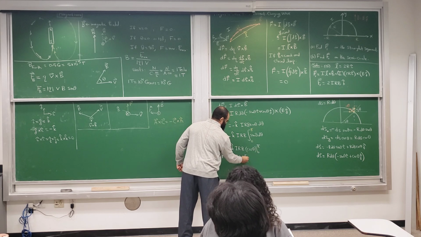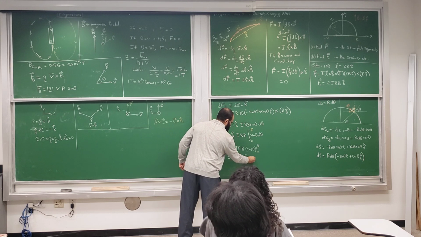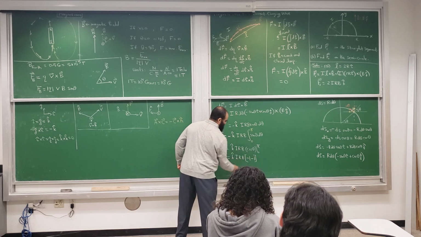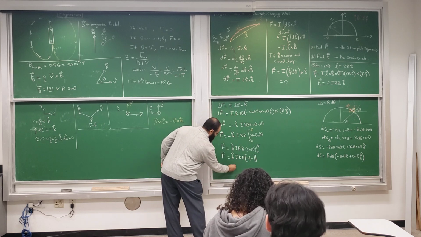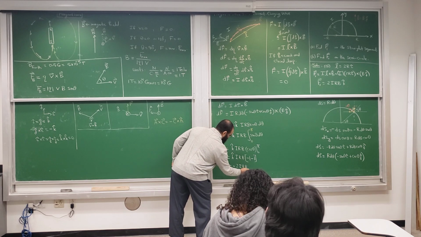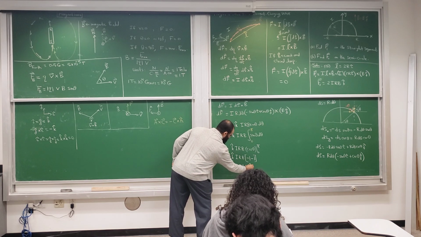What's cosine of pi? Minus 1. And then minus, what's cosine of 0? 1. So minus 2, right? Yep. So minus 2 I R B. And then put the k hat back to the front.